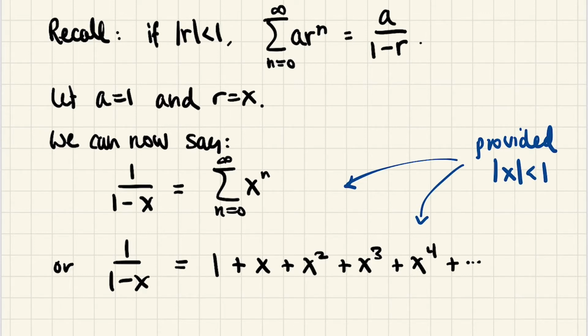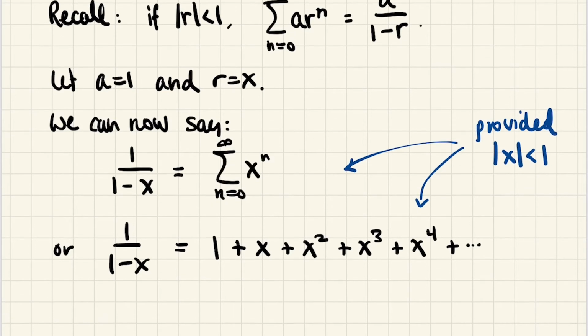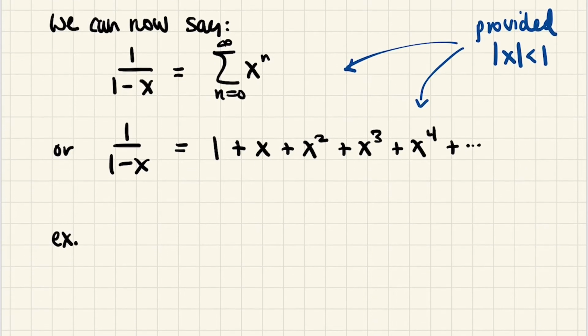So when I say this is a bridge, what I mean is we have a function that's in the form of functions that we know how to deal with, and this is literally equal to this infinite power series. So how can we use this to write other functions as a power series? Well, let's look at a quick example.